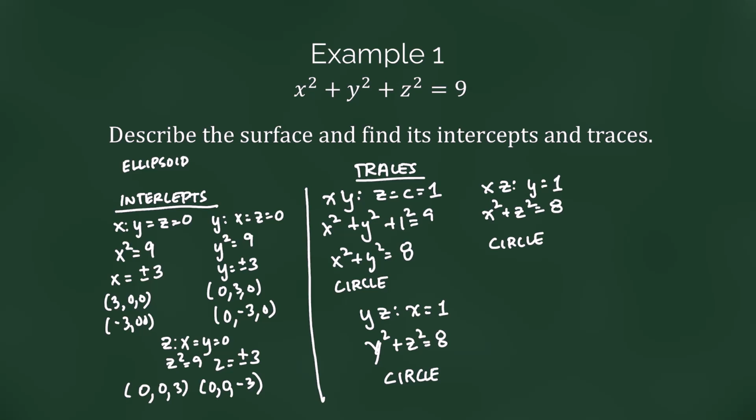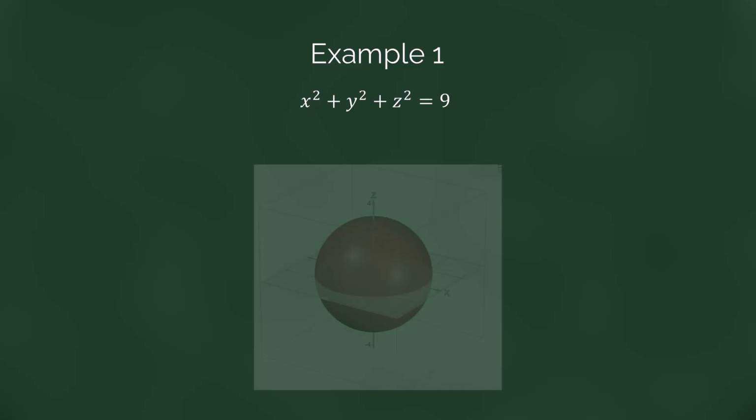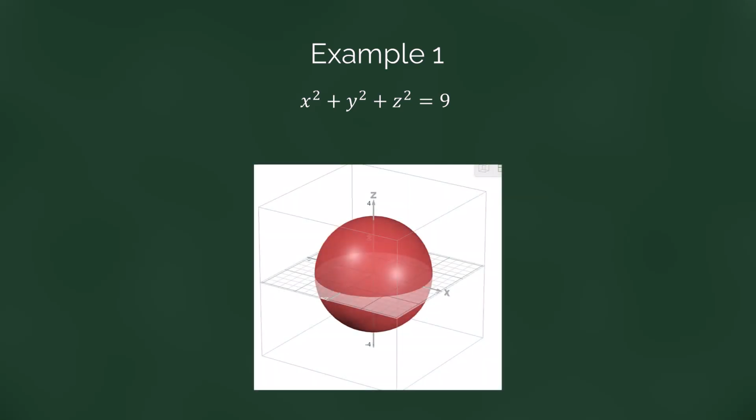And so we can see that the traces are directly related to the name of the surface. The traces are ellipses, and we got an ellipsoid. We can use Desmos to help us figure out what this actually looks like. And so when we plug that in there, we get this surface here, which is actually a sphere. So maybe you already recognize this as the equation of a sphere, but it is in fact a sphere. Remember that all of our traces came out to be circles, which makes sense in the fact that this is a sphere.